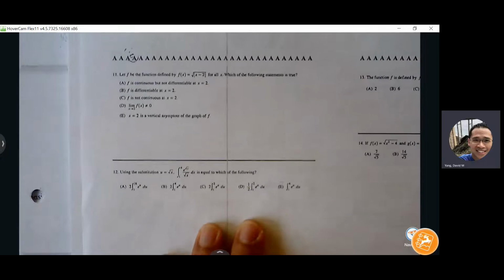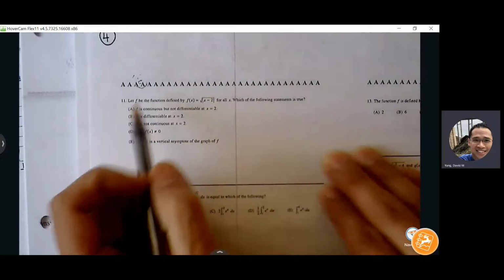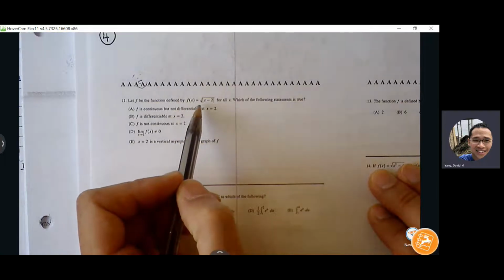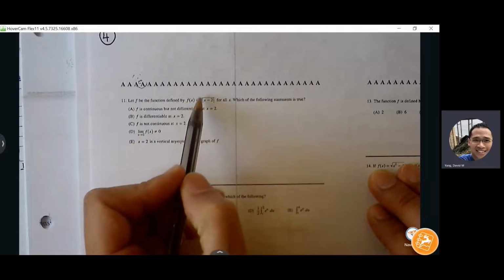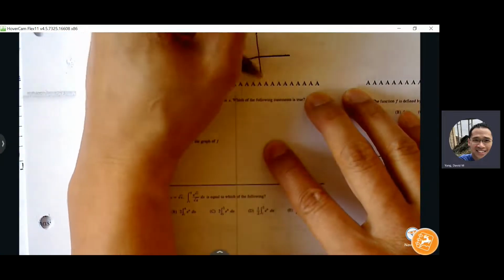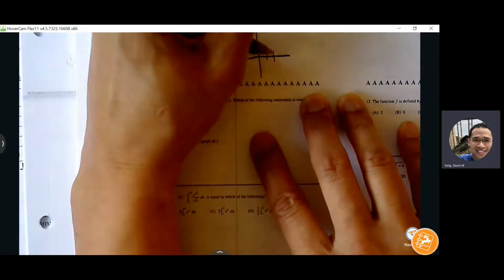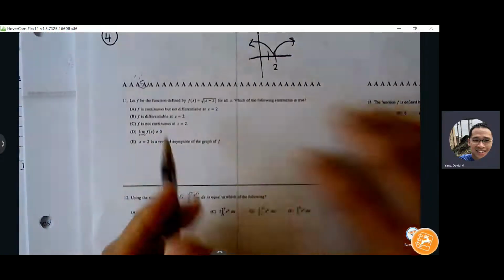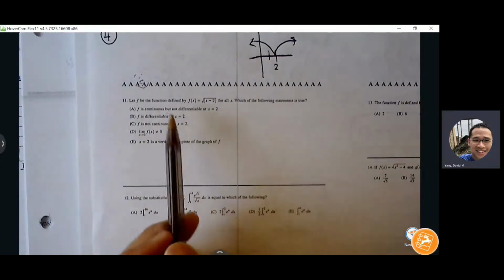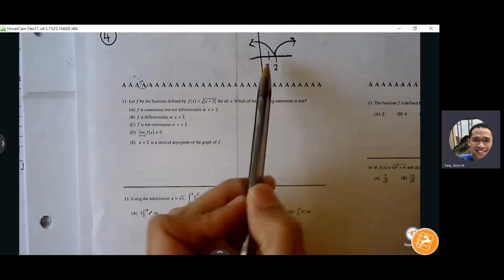Okay, number 11. The function is defined by f of x equals the square root of the absolute value of x minus 2. Which of the following statements is true? Whenever you have absolute value, you know there's going to be a sharp turn here. But that square root is going to give it a little bit of a curve. So we know the graph is nicely continuous, but it's not going to be differentiable, meaning that there's a sharp turn there.